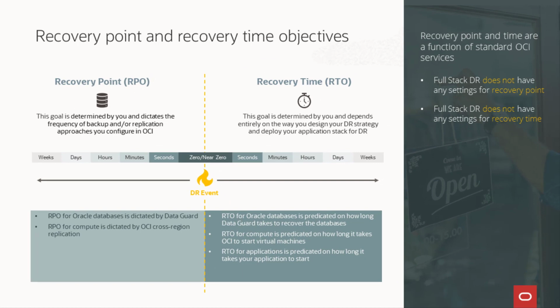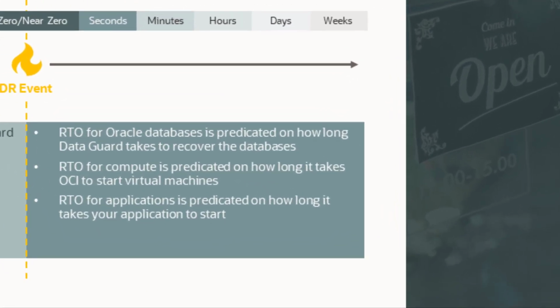So, what determines the recovery time for databases and applications? The recovery time for Oracle databases is completely dependent on how long it takes DataGuard to change the standby database to the primary database at the standby region. For other databases, the recovery time will depend on what method you have chosen to back up and restore or recover your databases. The recovery time for compute depends entirely on how long it takes your guest OS on the compute to boot into a fully running state.